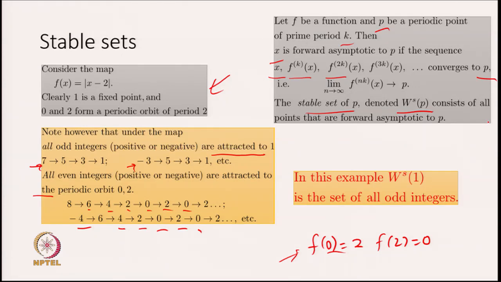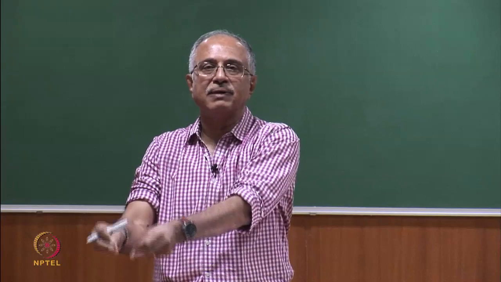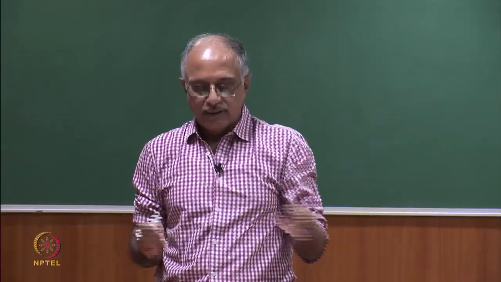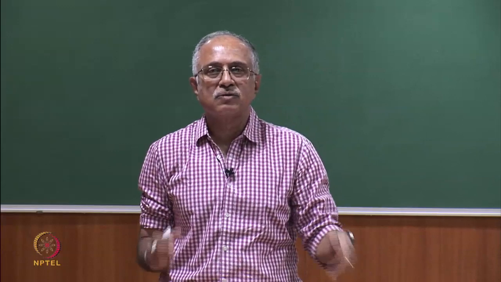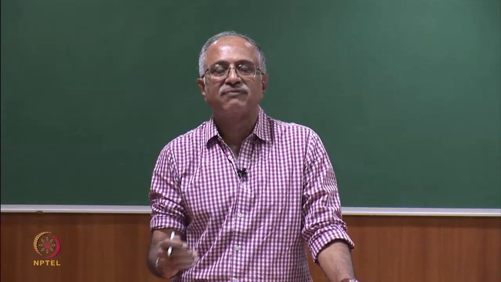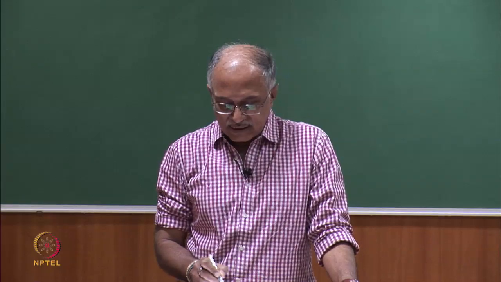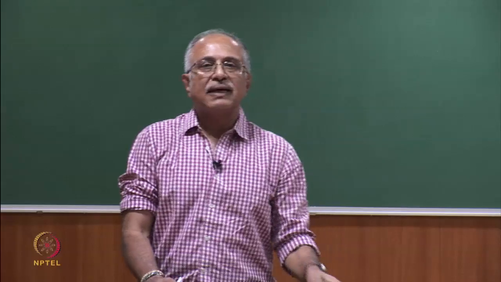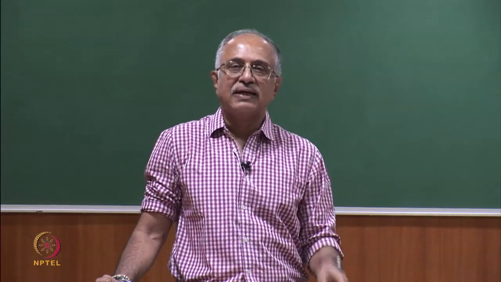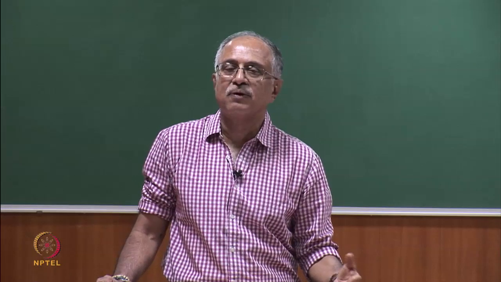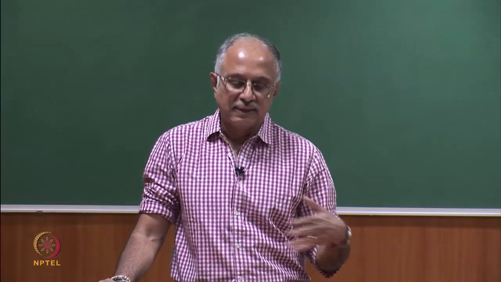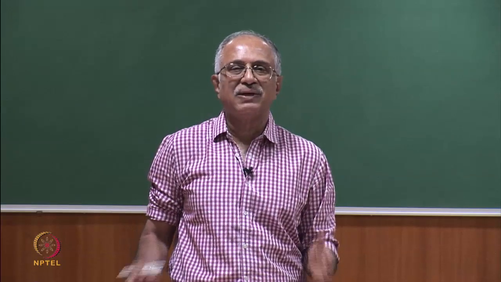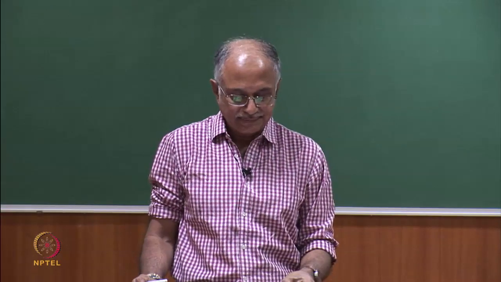So, if I start somewhere and I keep iterating and I eventually land up at a particular fixed point, then that point belongs to the stable set of the fixed point. So, in this particular example, Ws of 1 is the set of all odd integers. The idea of the stable set of a fixed point, and later on, as we will see, the idea of an unstable set also of a fixed point, these are important in the theory of nonlinear dynamical systems, and we can see it introduced very simply over here.